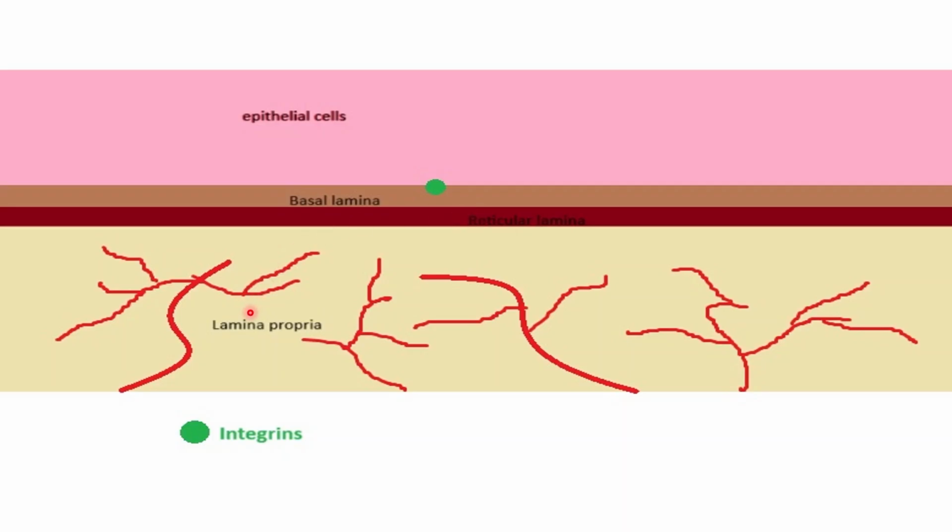And again, the lamina propria, which is the connective tissue that is filled with blood vessels, helps to supply the epithelial cells with oxygen and nutrients, and takes away the waste. That is it for the basement membrane for the epithelial cells.